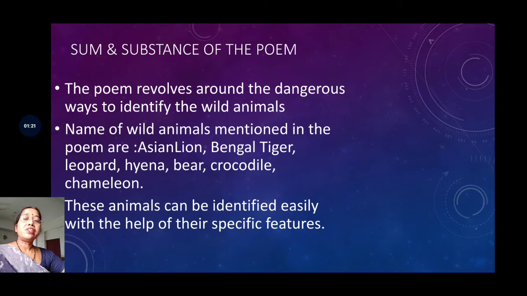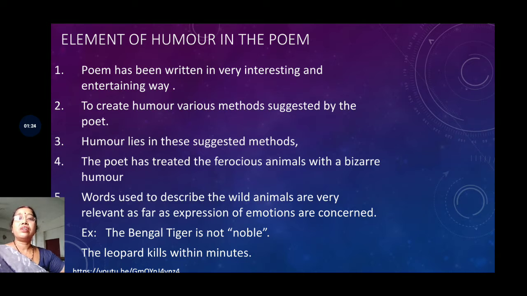Now we will take up the next key point, that is the element of humor in the poem. As you know, in the previous session we had come to know about this poem that it is a humorous poem, a funny poem. The poet has suggested many ways to identify the wild animals, and these suggested ways or methods that the poet has mentioned create humor. How the poet has included this humor element in the poem, we will come to know when we go with the explanation of the whole poem. So let us discuss the key points regarding this element of humor in the poem.